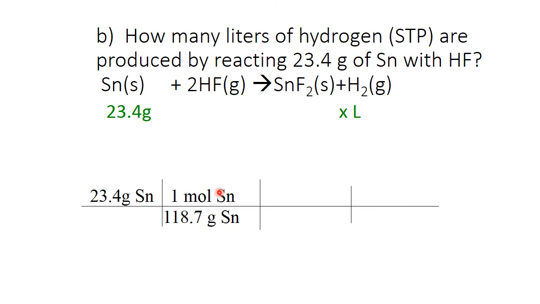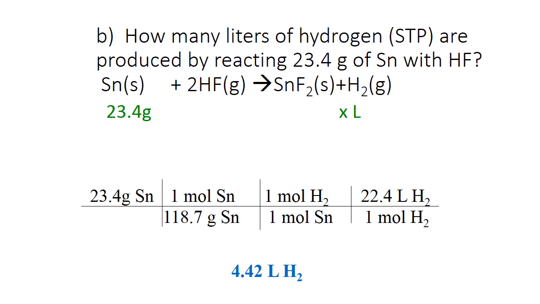Now that we have moles of tin, we need to go from moles of tin to moles of hydrogen gas. So we look at the mole ratio of hydrogen gas to tin. And it's 1 mole to 1 mole, so a 1-to-1 ratio. Then we multiply by 22.4 liters. Remember we said at the beginning, that's how many liters we have in 1 mole. So we multiply by 22.4 liters of hydrogen in 1 mole of hydrogen. And that will give us our volume of hydrogen gas produced, which is 4.42 liters.